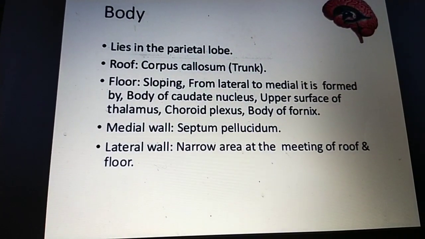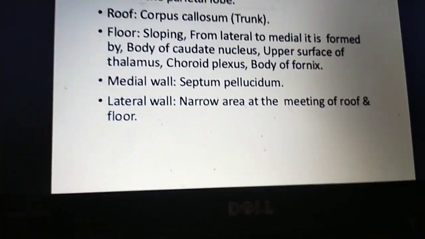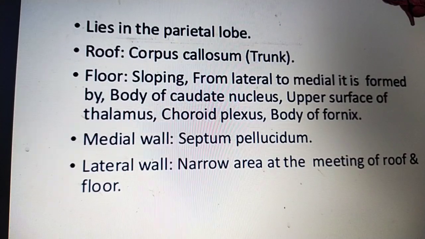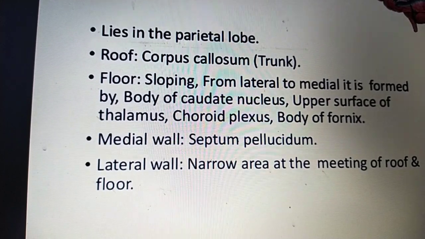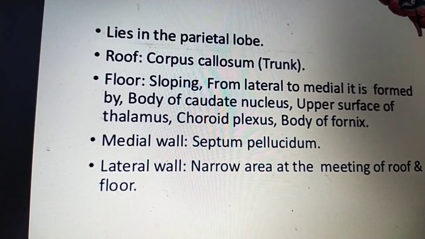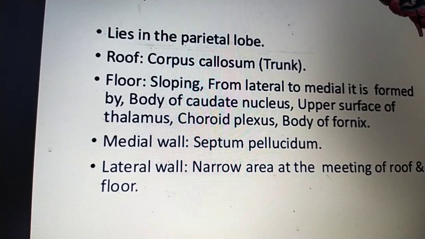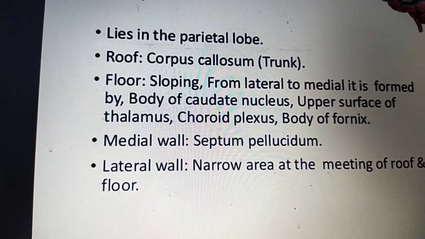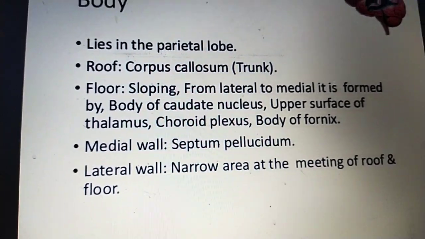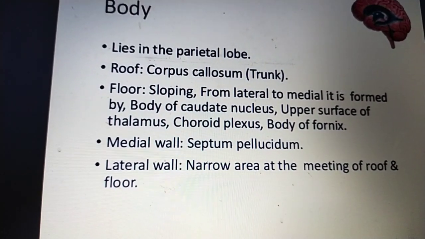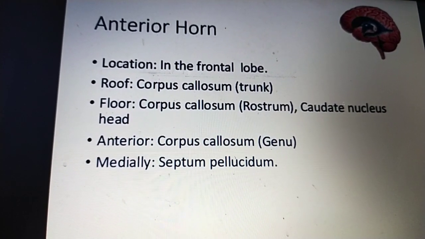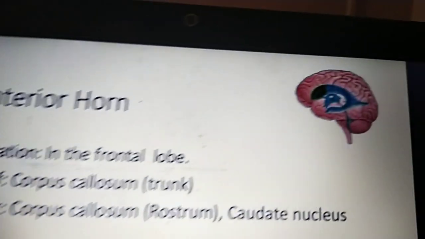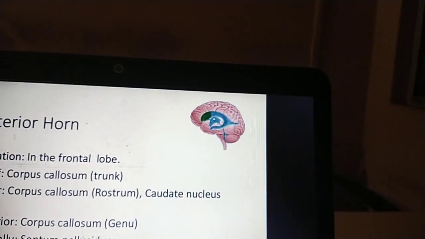First, you can go for the body. You can see here it is the body like this. The body lies in the parietal lobe, roofed by the corpus callosum, with the floor sloping from lateral to medial. It is formed by the body of the caudate nucleus, the upper surface of the thalamus, the choroid plexus, and the body of the fornix. The medial wall is formed by the septum pellucidum. The lateral wall is a narrow area at the meeting of roof and floor. Anterior horn located in the, you can see here, anterior horn.